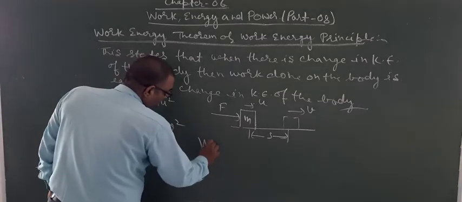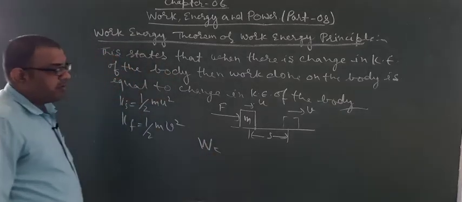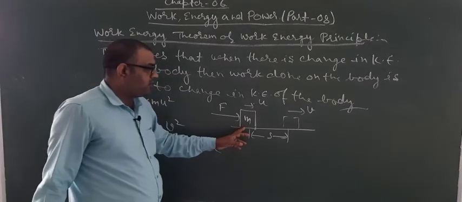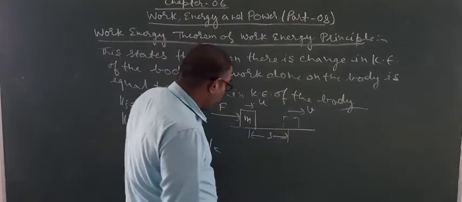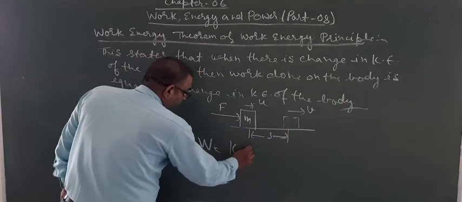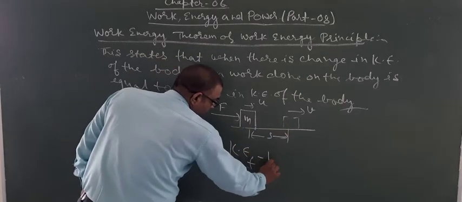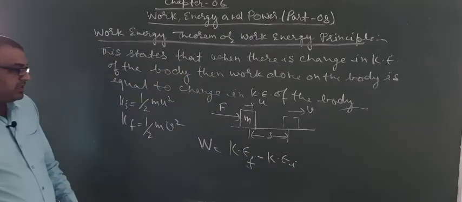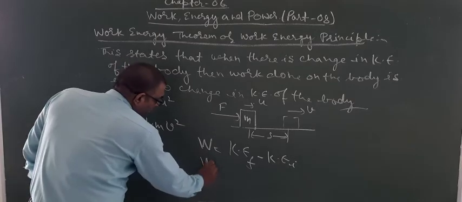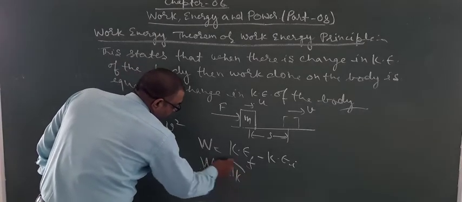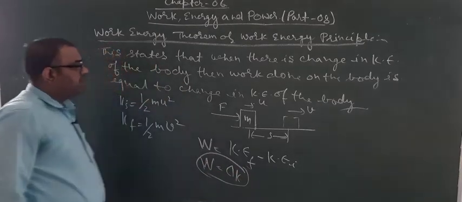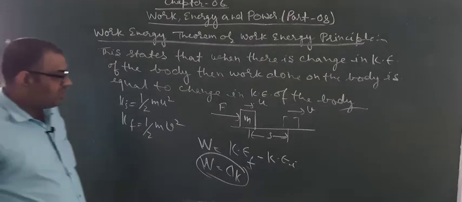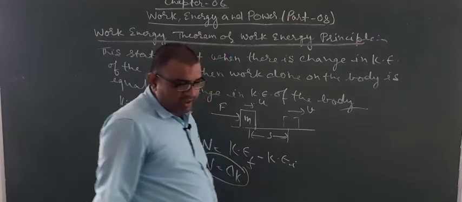the total work done on the body in moving from its initial position to its final position is equal to final kinetic energy minus initial kinetic energy. And this work done is called delta k. So this is about the work energy theorem.